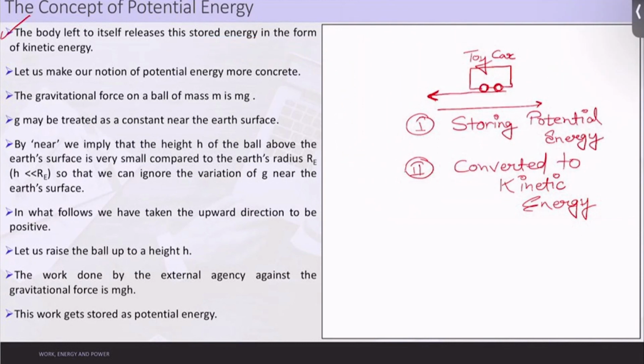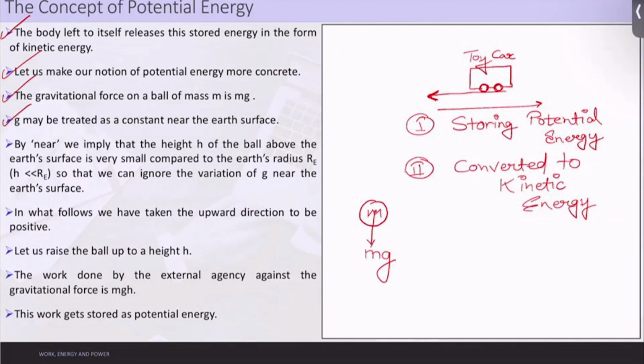Fine. Now let us make our notion of potential energy more concrete. Let us try to understand more about this potential energy. The gravitational force on a ball of mass m is mg. Quite evident. Let us say this is a ball having a mass m. Then from its center of mass, the force which will be acting is nothing but mg. The gravitational force on the ball of mass m is mg.